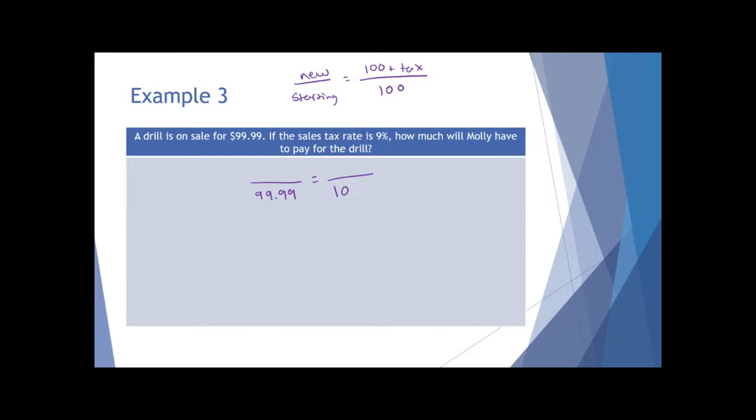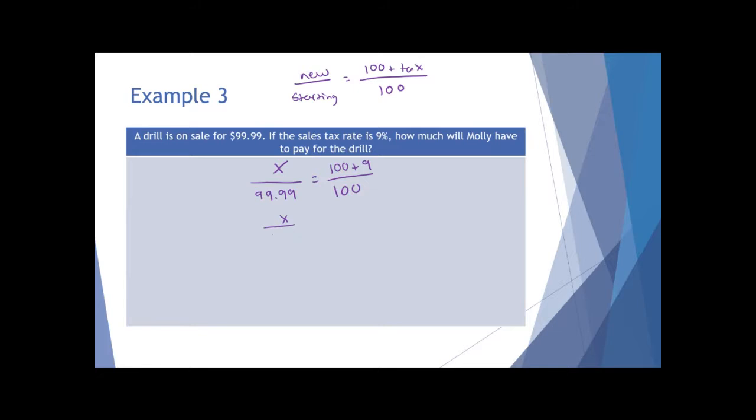And then I have it over 100. We're adding 9%, so this is going to be 100 plus 9 in the top. So now we want to know what is the new price after we add in tax. So our starting price, what the original price is, $99.99. We're adding tax, and now there's going to be a new price, the new total, essentially.